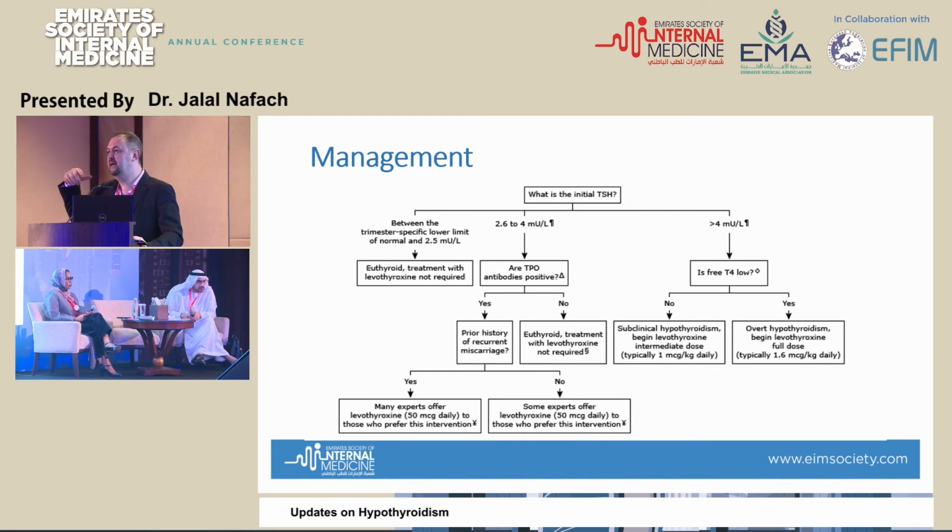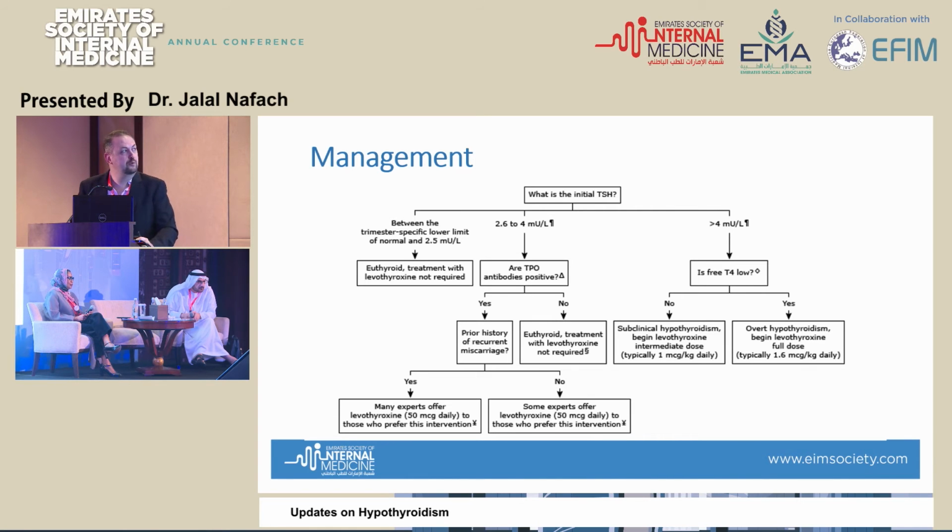So if the patient has overt hypothyroidism, you treat them with what? Full replacement dose, which is what? 1.6 microgram per kilogram per day. If they have subclinical, then you treat them with a lower dose. You can do 1.1, 1.2, 1.3 microgram per kilogram per day. Do I check them 6 weeks later? No, I check them 4 weeks later. Again, pregnancy is a different animal.